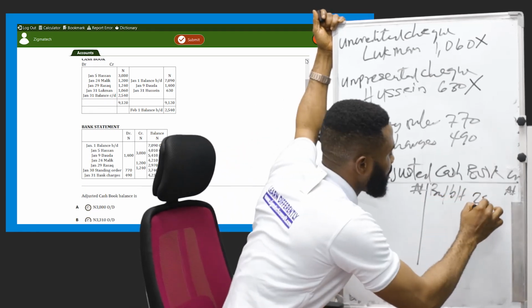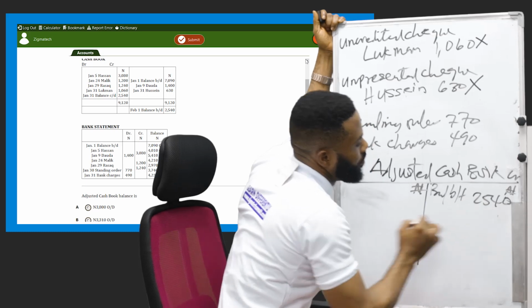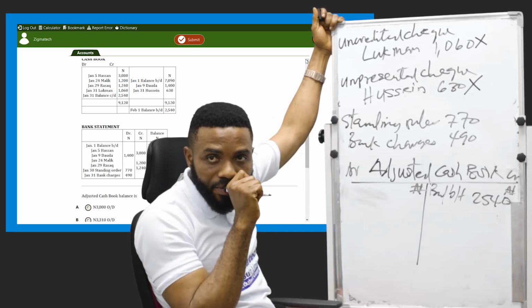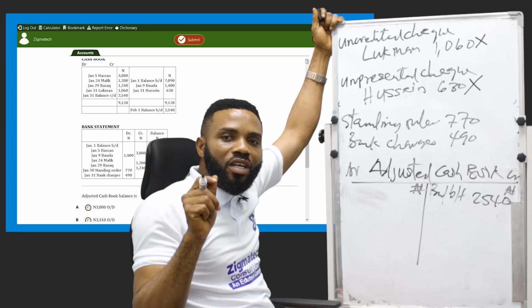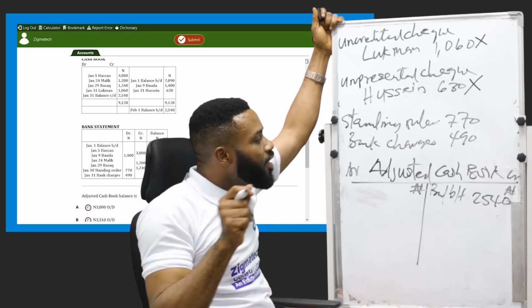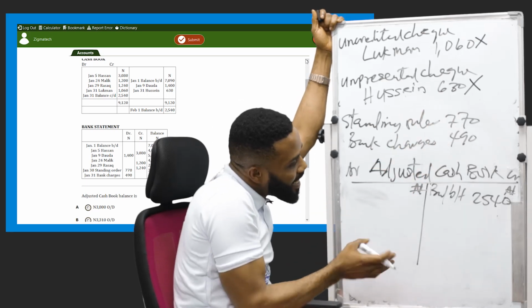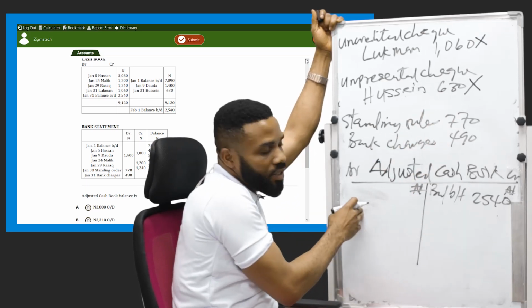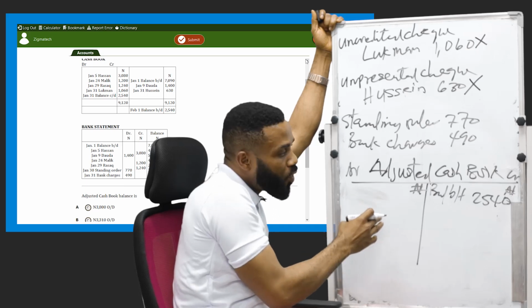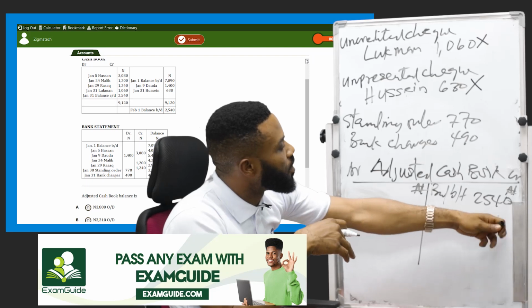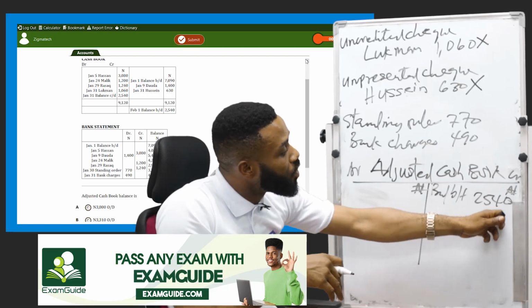2,540. And because it is overdrawn here, these transactions that we are supposed to add are supposed to be subtracted, so from there it is going to be what? Added. So you are going to add them to this.